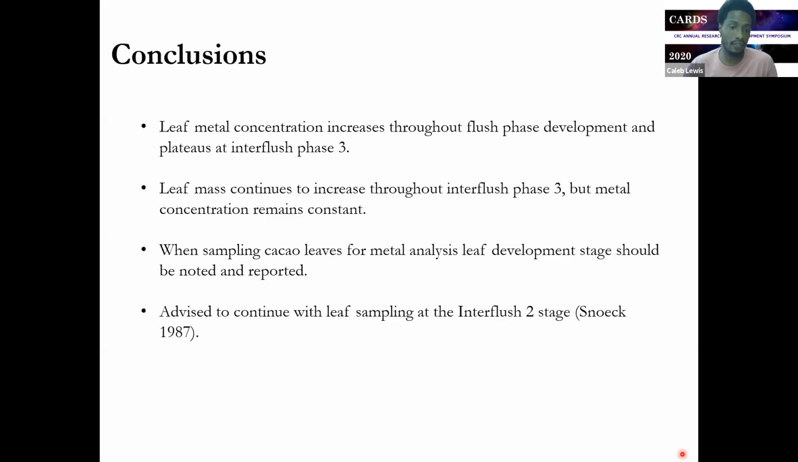So I would advise to continue sampling at the interflush 2 stage of development, even though the concentration plateaus at interflush 3, because the plant is always in a steady state of new to old flushes. Sampling at the maximal concentration point may not be the best method going forward for consistency of results, but also for just estimating the plant metal content.